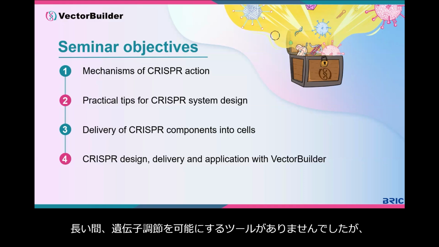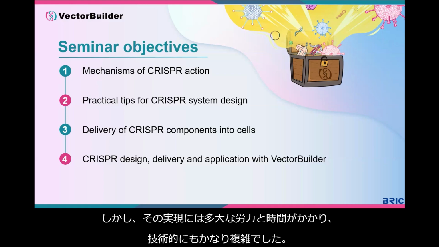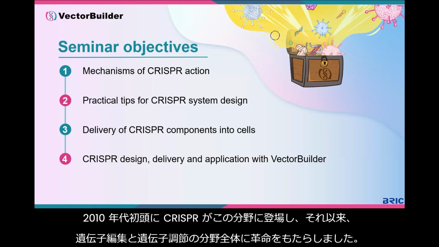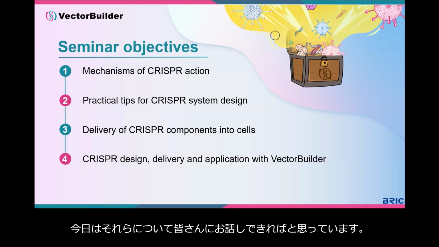So to start, modulation of genes has been and is very crucial to understanding biological functions. For the longest time, we did not have the tools to be able to do that. And in the recent past, there were zinc finger nucleases and TALENs, which were used for this purpose. However, they were labor-intensive, time-intensive, and technically pretty complex to achieve. In the early 2010s, CRISPR came into the field, and since then has revolutionized the whole field of gene editing and gene modulation. And today we use CRISPR for gene knockdown, knock-up, gene regulation, and a whole bunch of other applications that I hope that I will get to talk to you about today.